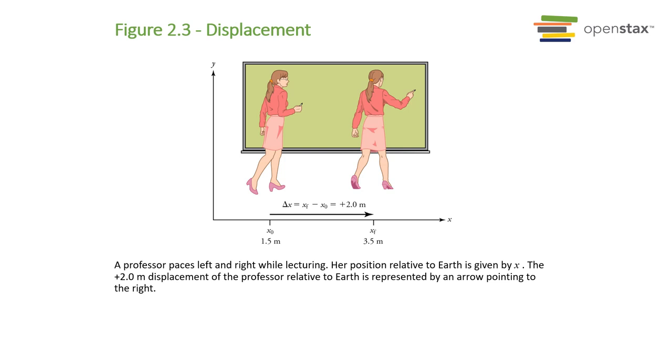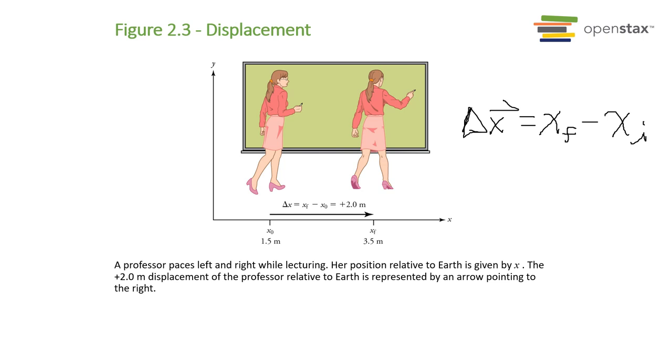Displacement isn't very different. Displacement is defined as change of position. So change of is represented by delta. Position is what we're going to use x, and notice we're using vector notation, the arrow above the displacement. And we're defining displacement as final position minus initial position. So, what displacement gives us is a straight line between two positions.